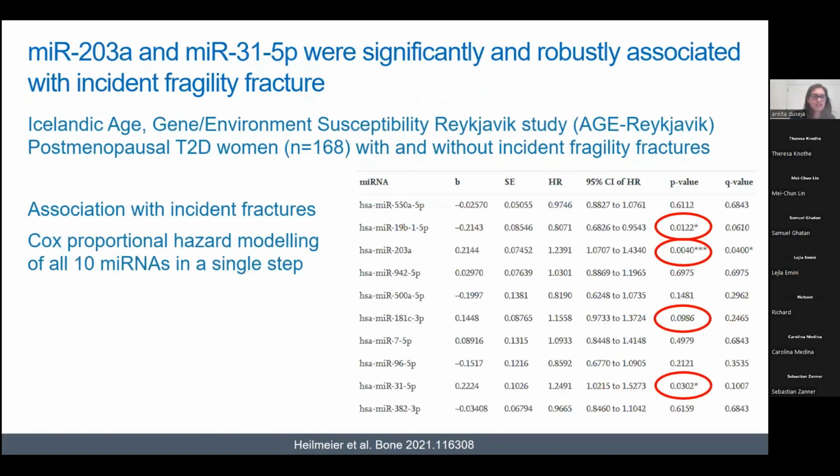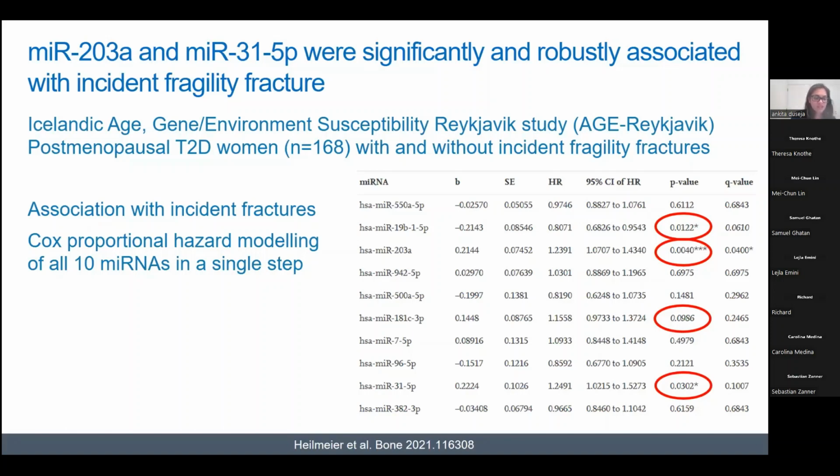Here is another study where they look at about 10 microRNAs from the Icelandic age study, which contains postmenopausal women with type 2 diabetes with and without incident fractures. In this study, the 10 microRNAs that were studied are listed on the table on the side. And what they wanted to see was whether these microRNAs had any associations with incident fragility fractures.